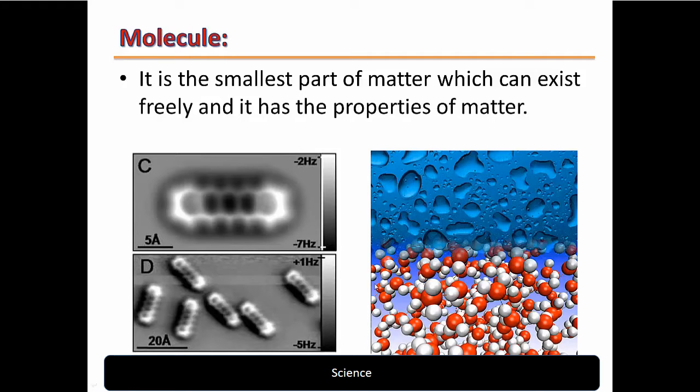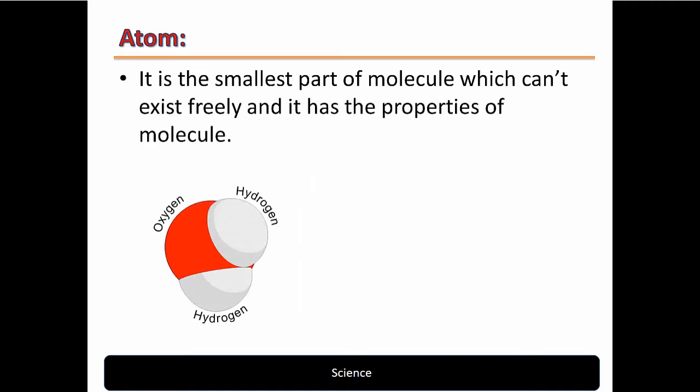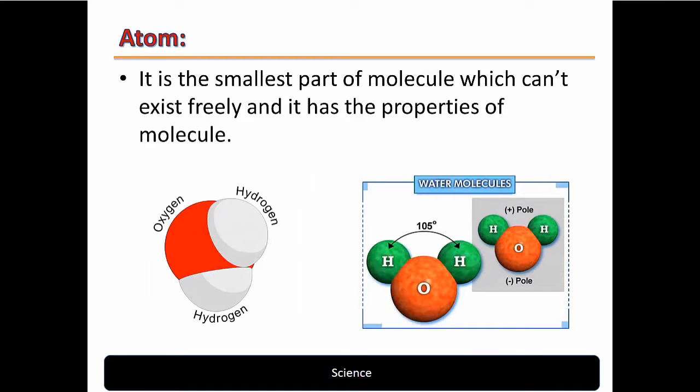These are images of molecules, and this image to the left is a real image of a molecule, which is magnified 10 milliard times. So you can imagine the size of a molecule. Atom. What is meant by atom? An atom is the smallest part of a molecule which can't exist freely and it has the properties of the molecule. As you can see, this one is called a water molecule.